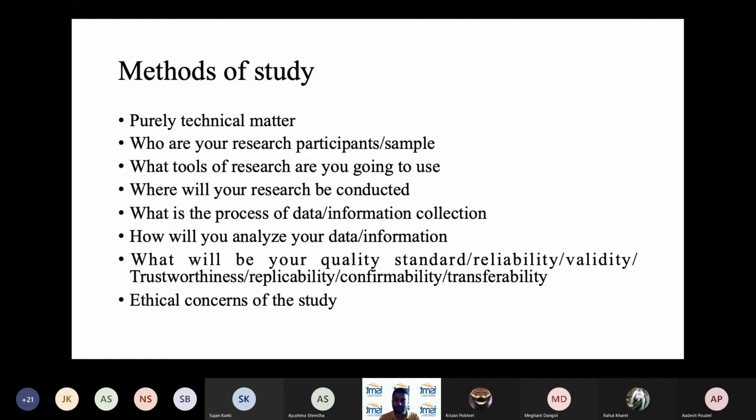It is mainly focused on data collection and analysis and sampling. Okay, data collection and analysis and sampling. That is the part we are going to cover.